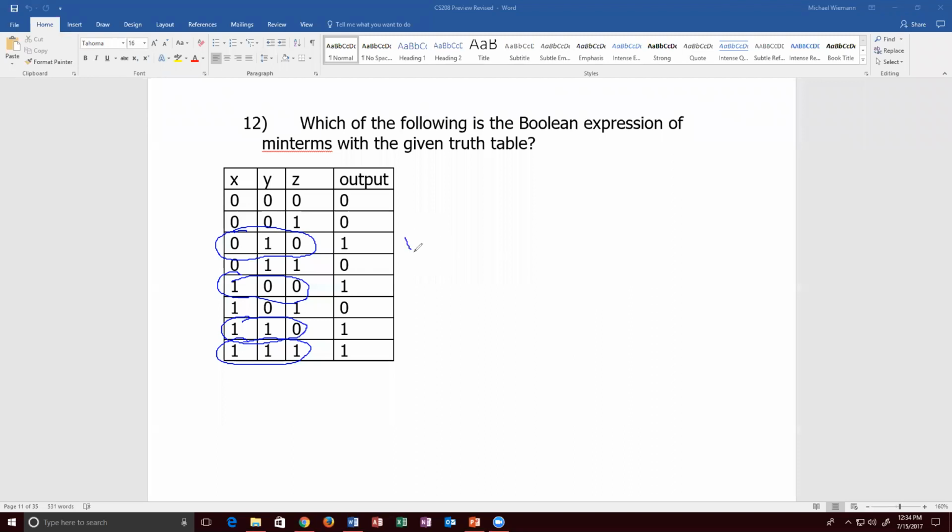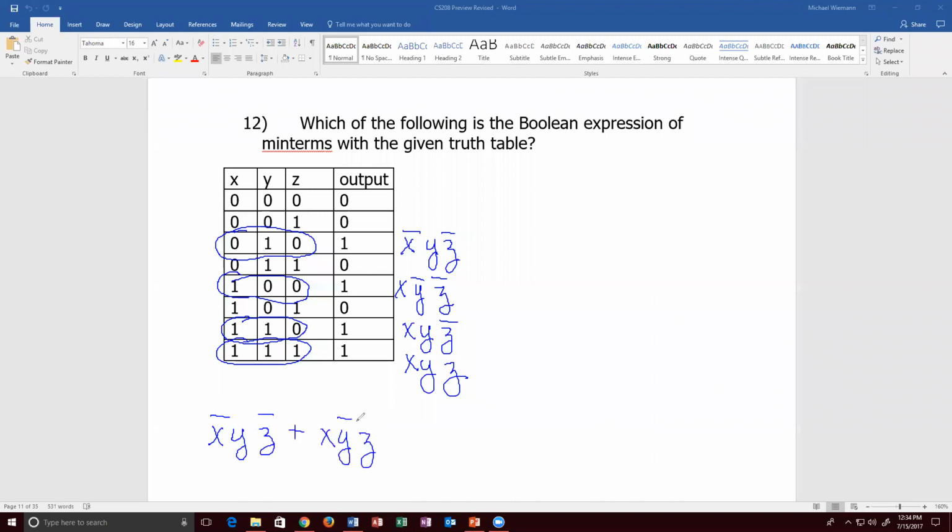So the first one, I'm going to do x naught, y, z naught. The second one is going to be x, y naught, z naught. This one here, x, y, z naught. And the last one, x, y, z. So we end up adding these results together. So I have x naught, y, z naught, plus x, y naught, z naught, plus x, y, z naught, plus x, y, z, completing problem number 12.